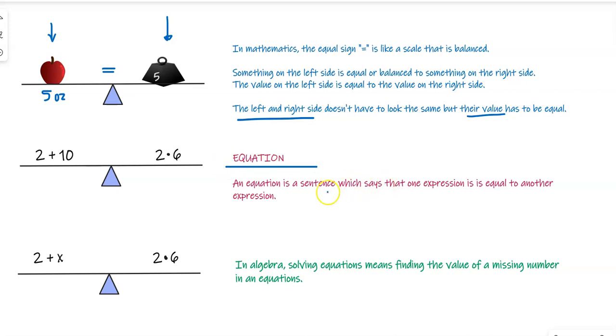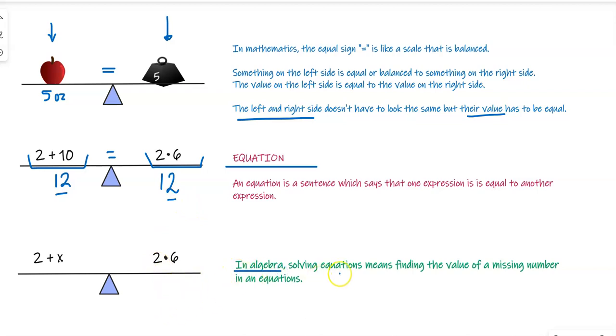When we're talking about an equation, it is a sentence which says that one expression is equal to another expression. So here we have the expression 2 plus 10, and we are saying that this is equal to the expression 2 times 6. Here we have to evaluate these expressions. 2 plus 10 is 12, as well as 2 times 6 is also 12. So we see that the value on the left side equals the value on the right side.